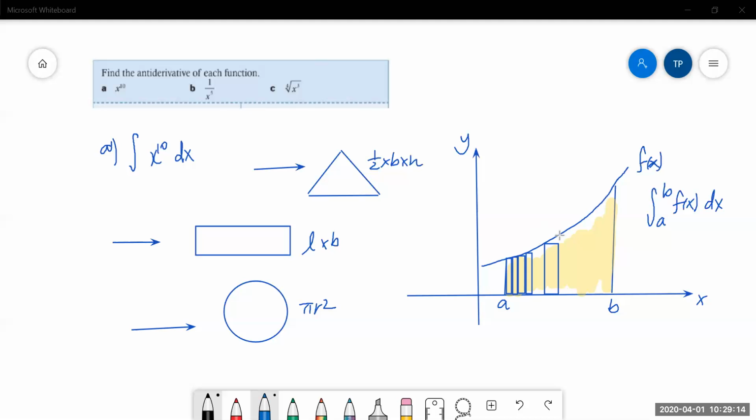If I were to increase the width of the rectangle, there's a gap. There'll be gaps over here. So if I were to sum up all the areas of rectangles, it will be an underestimation, isn't it? Because I'm not tabulating these gaps. If I sum all these areas of rectangles, I'll be underestimating the true area under the curve.